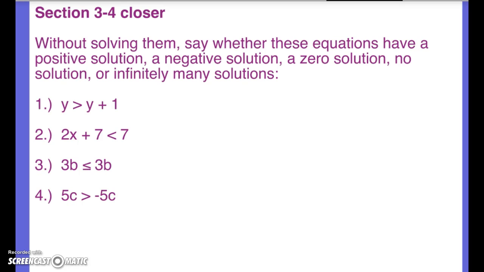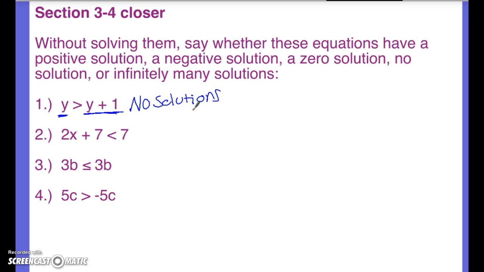Your closer: just go ahead and think about it for a minute without solving. Say whether the equations have a positive solution, negative, a 0 solution, no solution, or infinitely many solutions. Well, think. If you have something and then you add 1 to it, is the first thing ever going to be bigger? No, so that's going to be no solution.